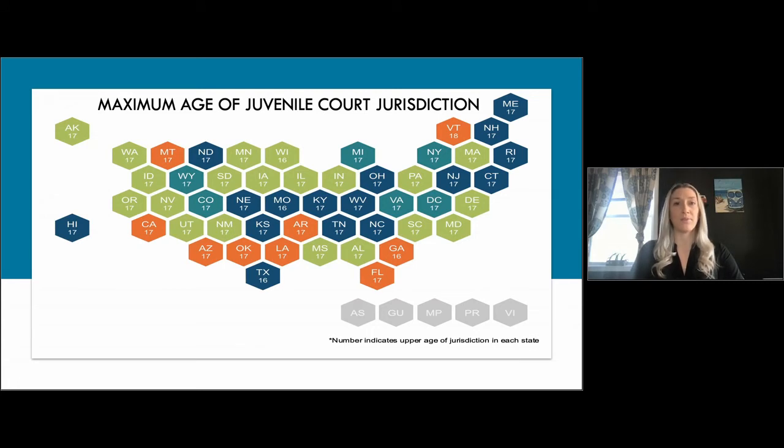tried as an adult. However, the juvenile court can actually hold a juvenile and retain jurisdiction over them until they're 21, and that allows us to continue with services for that youth and that child if, say, they're in a placement or say they're finishing up with a mental health service. The service doesn't have to cut off just because they turned 18.